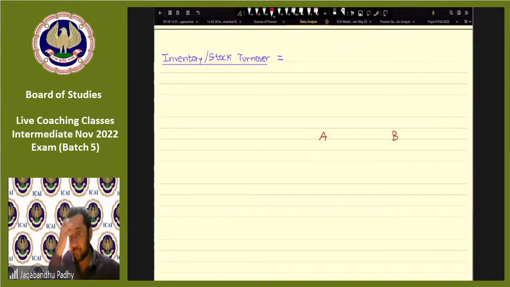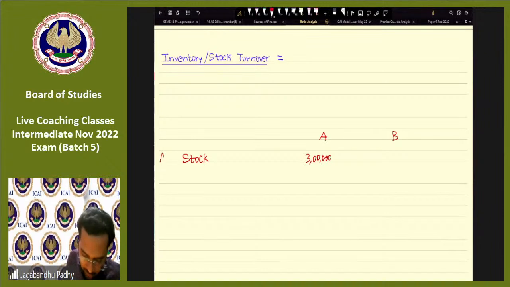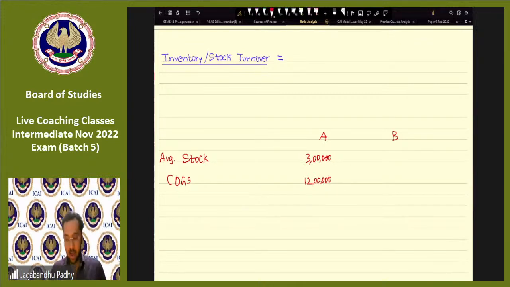Let's say companies A and B. Let's say company A has a stock of 3 lakh, or I call it an average stock of 3 lakh, and COGS of 12 lakh. Average stock of 3 lakh, COGS of 12 lakh.